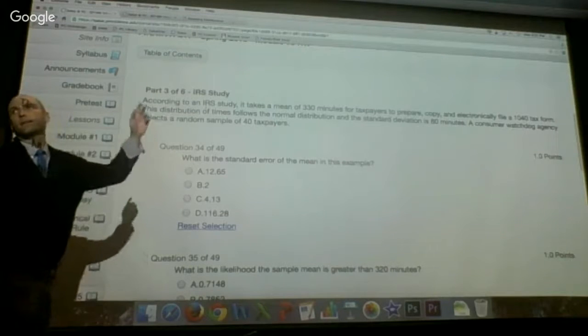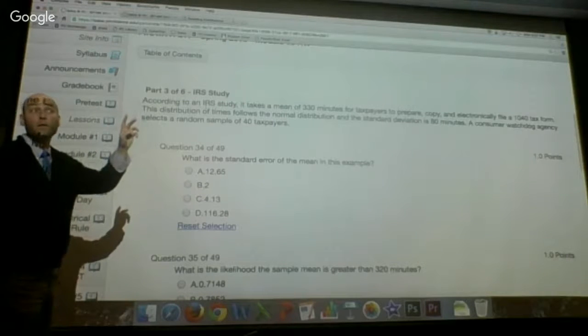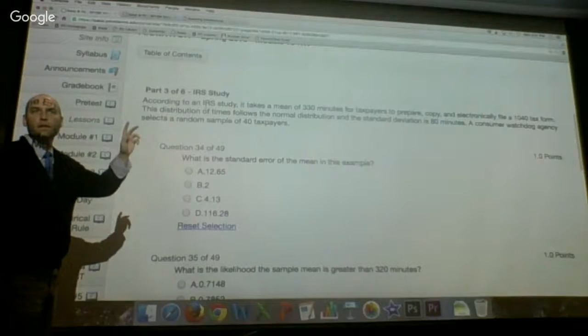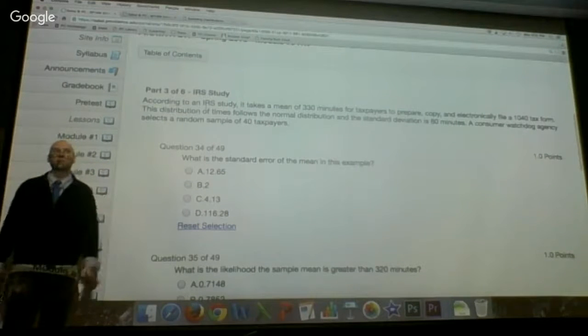Where are my accountancy majors at? Really? I mean, I know some of you are finance majors because you're my advisees, but no one here is doing accounting? Has anybody ever filled out a 1040?